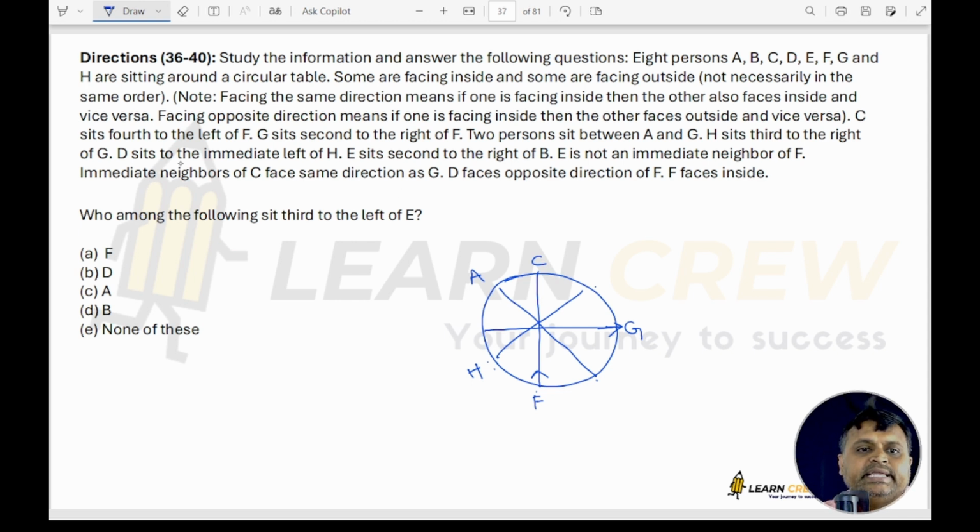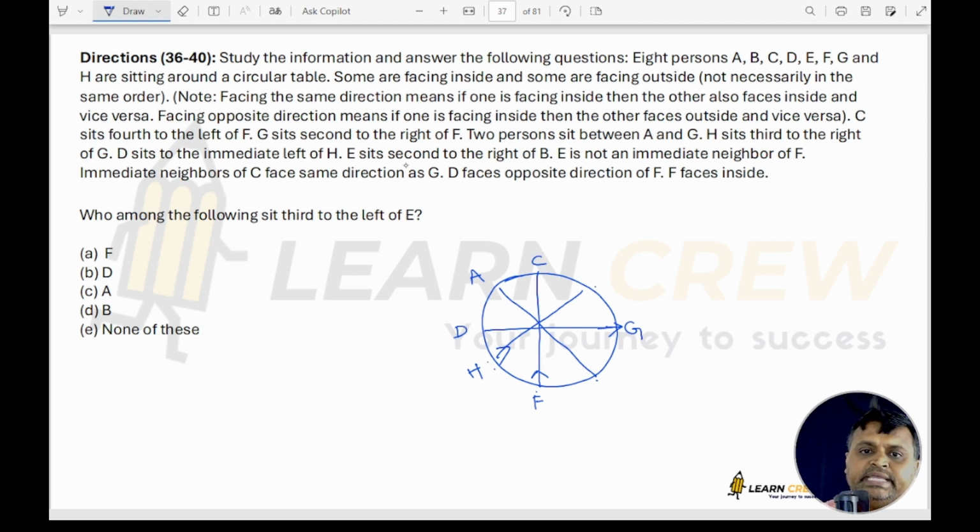Next. D sits to the immediate left of H. If H is facing towards the center, then we will get D here, because D cannot be here; if H is facing outwards, D will come here. Definitely H has to face towards the center.